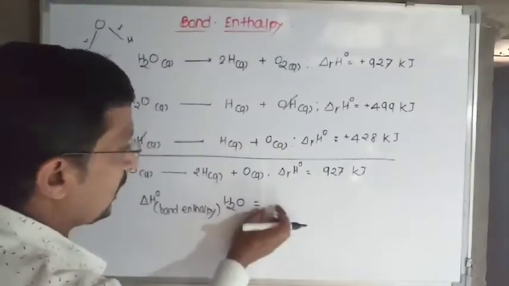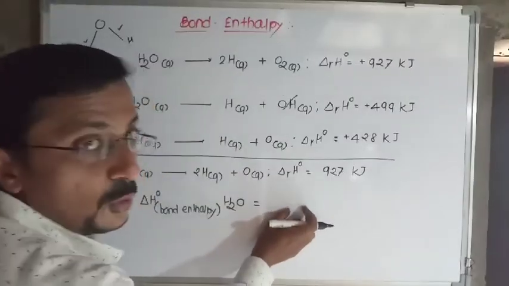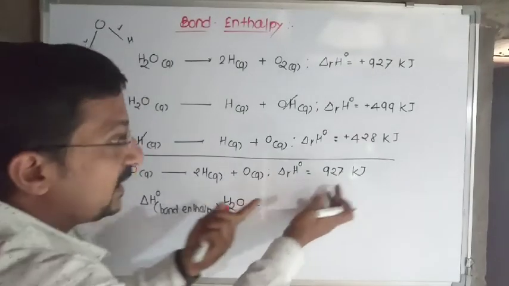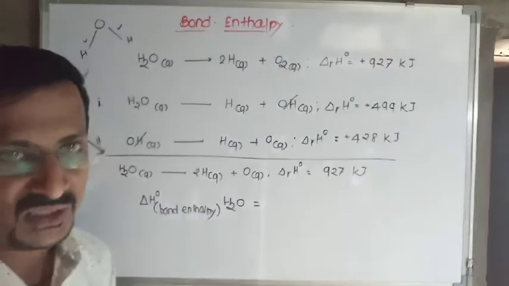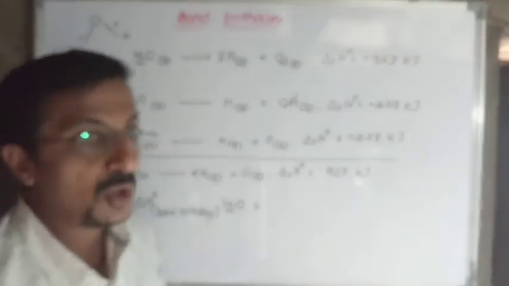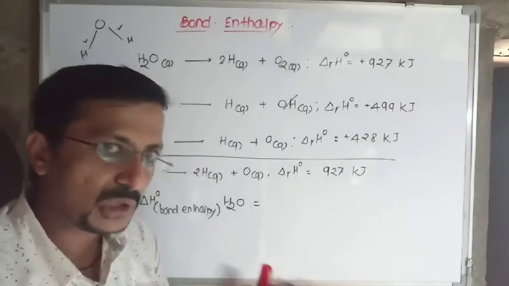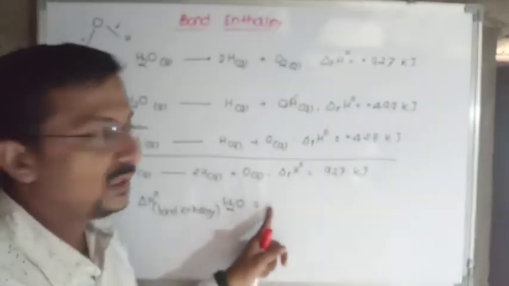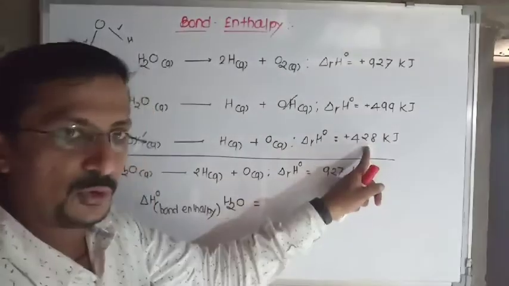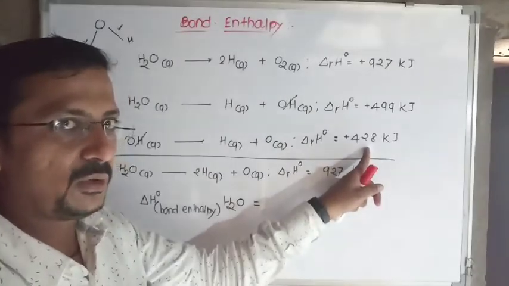So which one are we going to write here? Either 499 or 428. We don't write 927 here, because 927 is the enthalpy of atomization, where all the bonds are broken, and to break all the bonds the energy is 927. So we do not consider 927, but either 499 or 428.